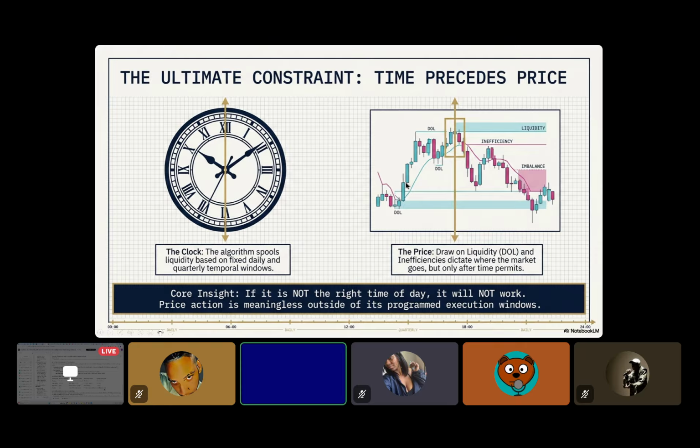If it is not the right time of day, it will not work. Price action is meaningless outside of its programmed execution windows. Understand that or lose money.